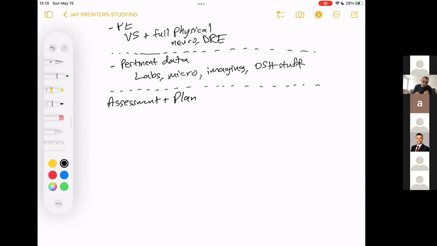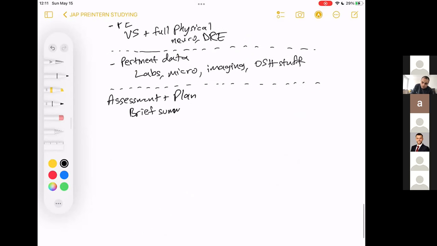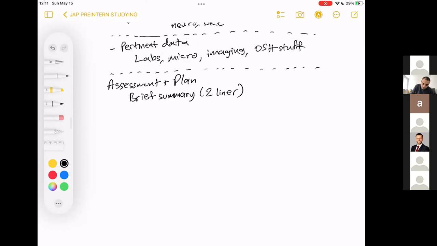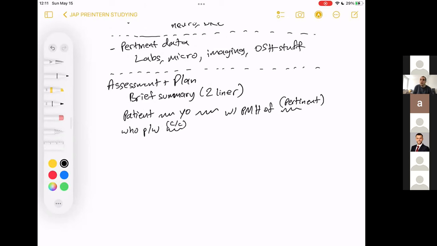Okay. And so here you really want to start by summarizing everything about the patient as much as possible. It's tough, it's not easy, but I try to summarize it as much as possible. So here you need to write a brief summary, or sometimes people call it a two-liner, about the patient. So you can say, this is a blah-blah-year-old man or woman, with past medical history of, and you're going to mention pertinent stuff. Who presented with whatever the chief complaint is, and then found to have whatever your working diagnosis is, and then admitted to medicine for further evaluation, or something, okay?